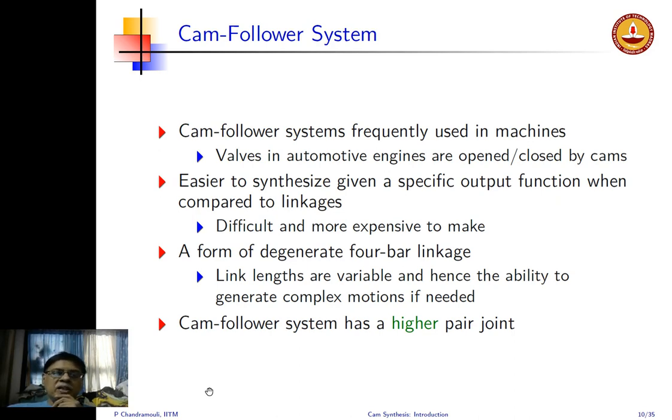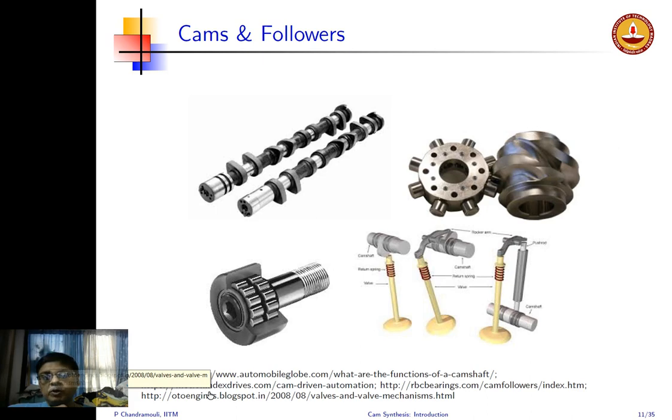And the cam follower as a higher pair joint, let us examine the mobility of such a cam follower system before we move forward. Before that, let's look at some pictures of cams and followers. The top is actually a camshaft of a 3-cylinder engine. You can see 2 cams here, or maybe it's a 6-cylinder engine. So no, this probably is a twin cam.